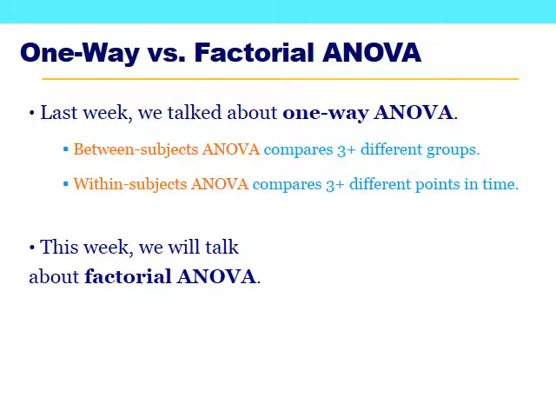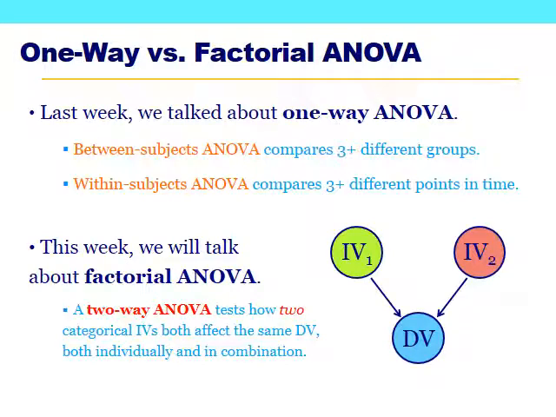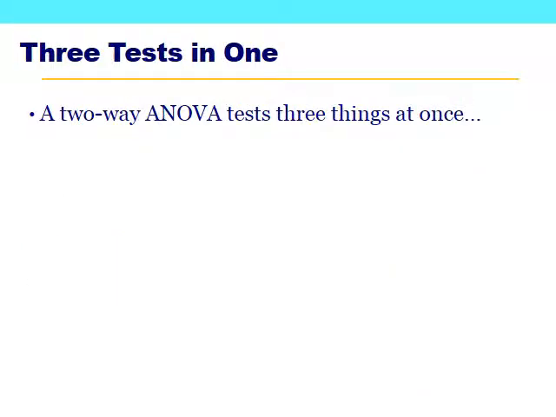As a reminder from Monday's class, we use a factorial or two-way ANOVA when we have two independent variables, which we'll call IV1 and IV2, and we want to know how both of those variables, either alone or in combination, affect our dependent variable. As we saw in class on Monday, the factorial ANOVA test is like three tests rolled into one. It tells us three things.